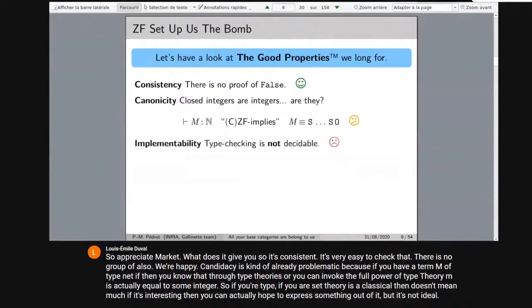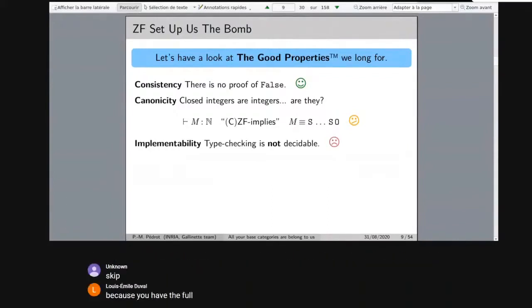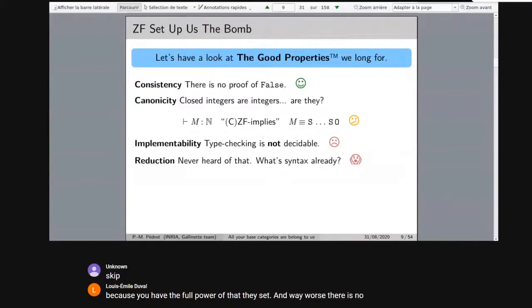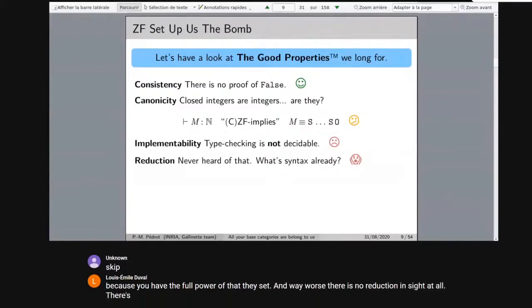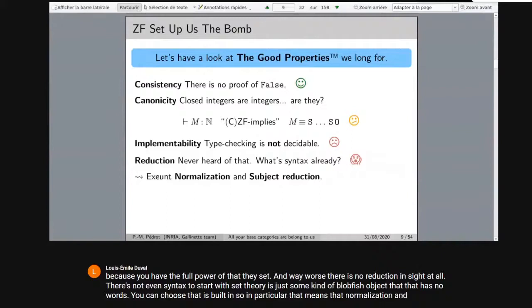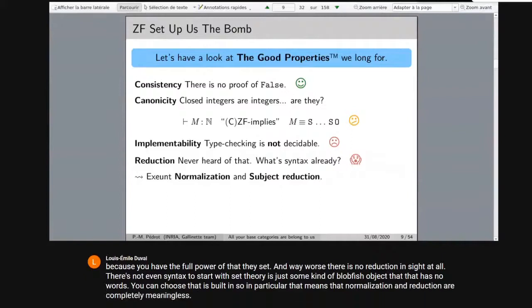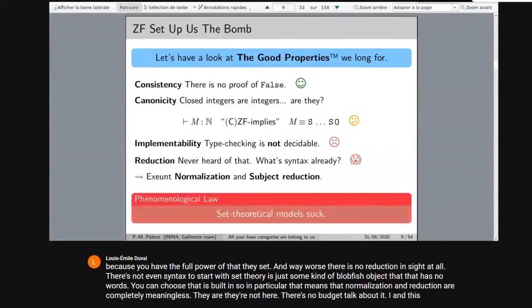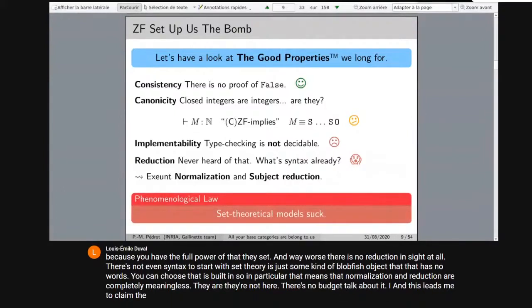Type checking is clearly not decidable because you have the full power of ZF, as I said. And way worse, there is no reduction in sight at all, because there is not even syntax to start with. Set theory is just some kind of blobbish object that has no way to compute that is built in. So in particular, that means that normalization and subject reduction are completely meaningless. They're not here. There's no way to talk about it at all. And this leads me to claim the phenomenological law of set theoretical models is that they really suck.